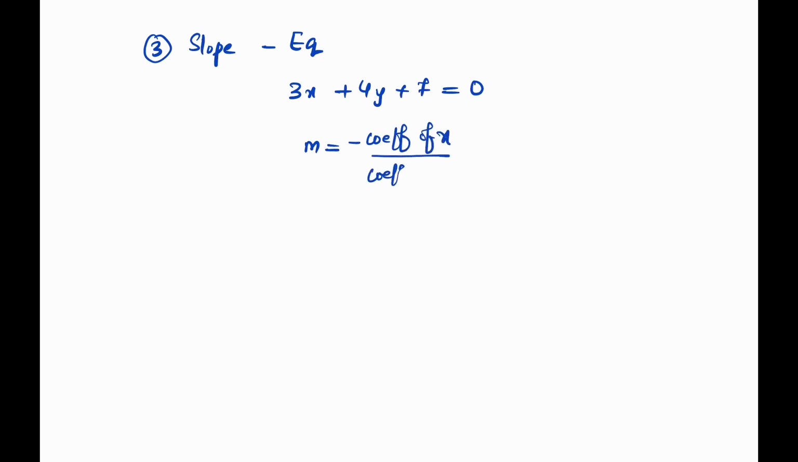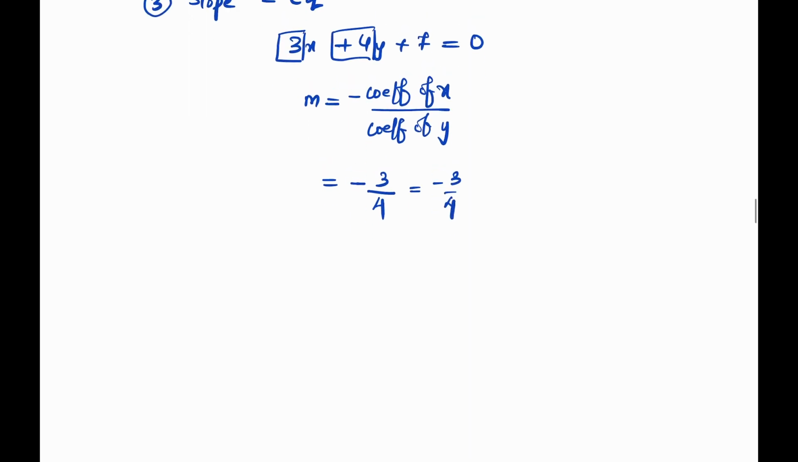Now, the third way to find slope is when an equation is given. So for example, let's say 3x plus 4y plus 7 is equal to 0. In case an equation is given, you can find the slope by using m is equal to minus coefficient of x by coefficient of y. So if you look over here, coefficient of x will be 3 and coefficient of y will be plus 4. So which is equal to minus 3 by 4.